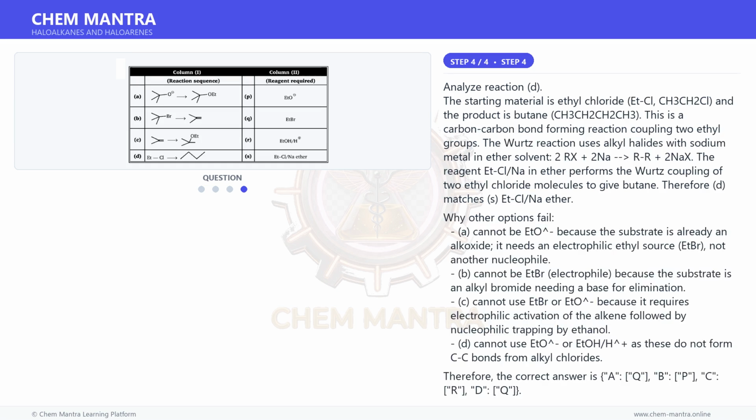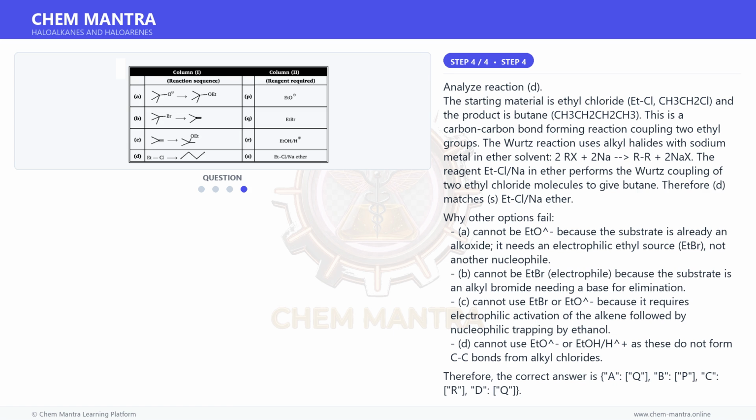And for the final step. Analyze reaction D. The starting material is ethyl chloride, CH3CH2Cl, and the product is butane, CH3CH2CH2CH3. This is a carbon-carbon bond forming reaction coupling two ethyl groups. The Wurtz reaction uses alkyl halides with sodium metal in ether solvent: 2RX + 2Na gives R-R + 2NaX. The reagent, Na in ether, performs the Wurtz coupling of two ethyl chloride molecules to give butane. Therefore, D matches S, Na/ether.